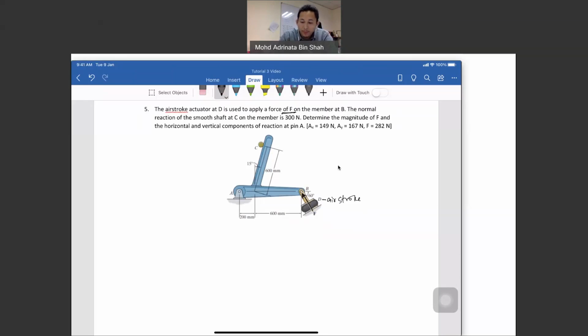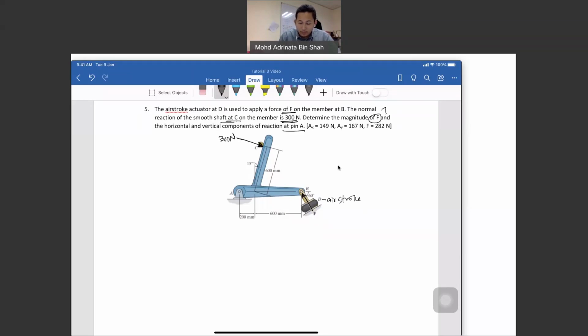This is the force. The normal reaction of the smooth shaft at C is 300 Newton. So the smooth shaft at C is this one, 300 Newton. And determine the magnitude of F, and the horizontal and vertical component reaction at pin A.